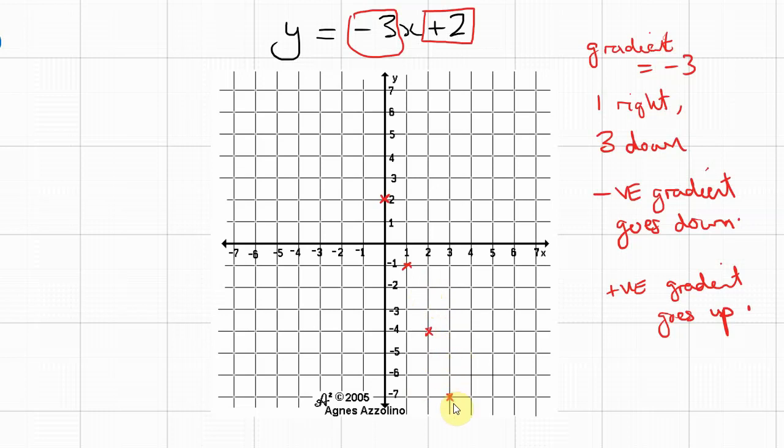So I've got enough points here to go, but if we were to go backwards, so if we're going to the left this time, we're going to do the opposite. So instead of going 3 down, I'm going to go 1 to the left and 1, 2, 3 up.